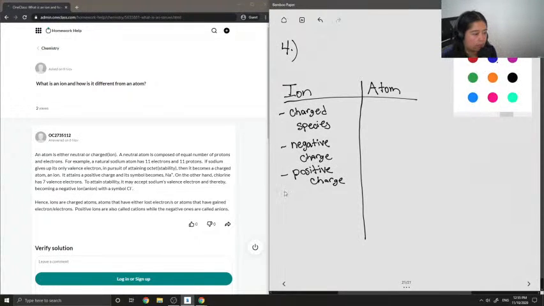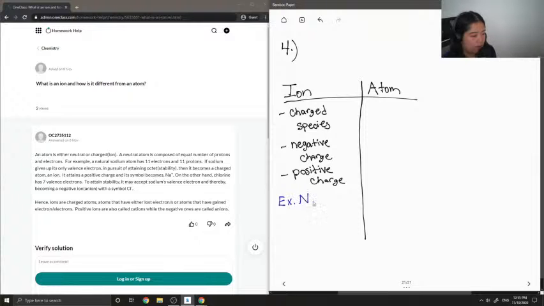So I'll also write down an example. Let's say you had Na+, which means it lost an electron. So this is an example of an ion. Or you can have Cl-, which means it gained an electron.